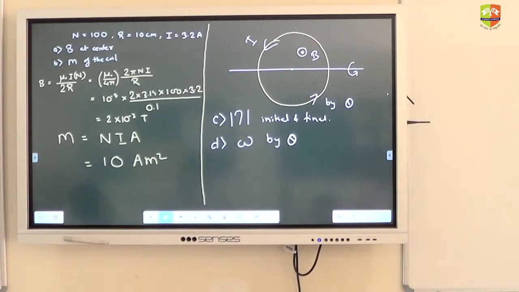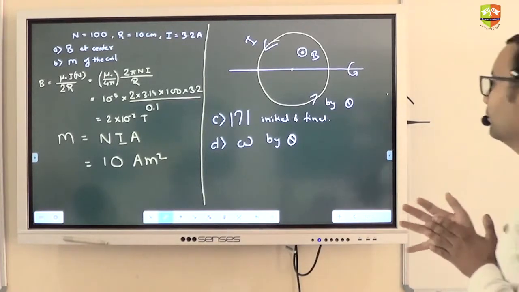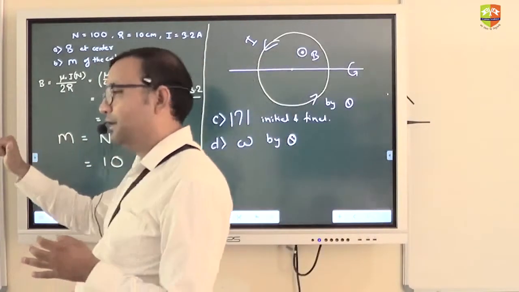Sir, in which direction is the magnetic moment? The magnetic moment is in the direction of the thumb if you curl your hand in the direction of the current.